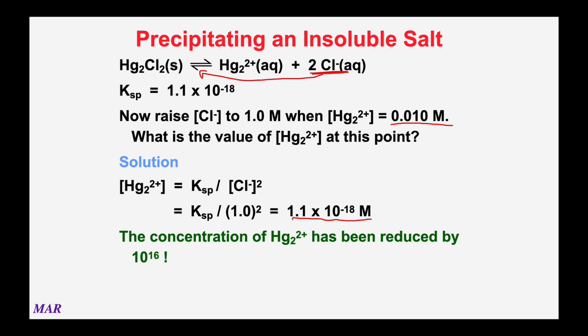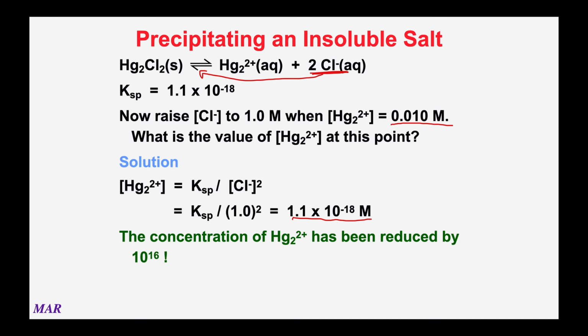And so if we were trying to get rid of the mercury, that's pretty good. That's a reduction of concentration by 10 to the 16th, 10 to the minus 18th versus 10 to the minus 2 in the initial thing. That's pretty powerful. That's pretty cool. But it's also worth pointing out that we have not lowered the mercury to 0 moles per liter. All right? 10 to the minus 18th is very, very small, but it's not 0.